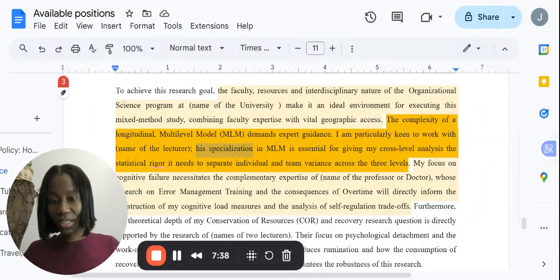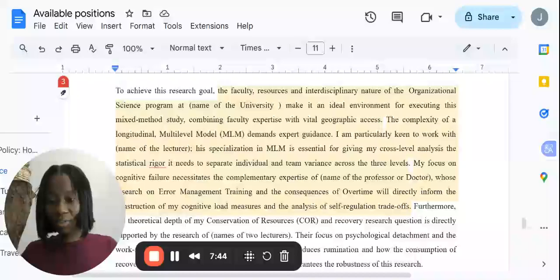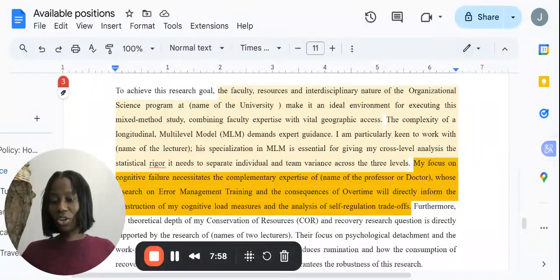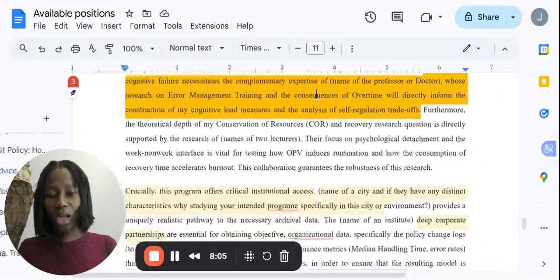It needs to separate individual and team variance across the three levels. My focus on cognitive failure necessitates the complementary expertise of the name of another professor who is into this, and the consequences, they're also into the consequences of overtime. So they're trying to just say this person is into this and my work aligns with this person. Do you understand me? Yeah, so that's it.